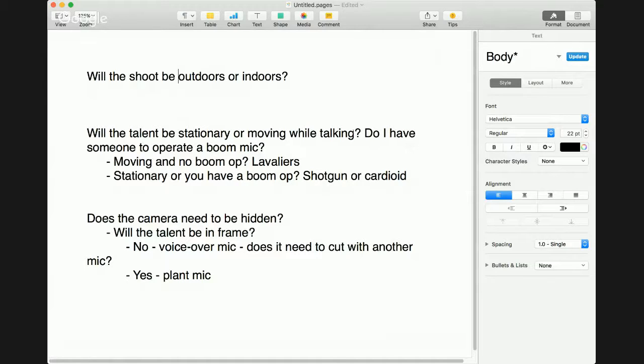Obviously, the next one: will the talent be stationary or will they be moving while they're talking? And also, do I have someone to operate a boom mic or a boom pole? So those are two big questions. If the talent's going to be moving, and I don't have a boom operator, lavaliers are really the only choice. Again, for corporate events, which I end up shooting sometimes, lavaliers are almost always going to work best.